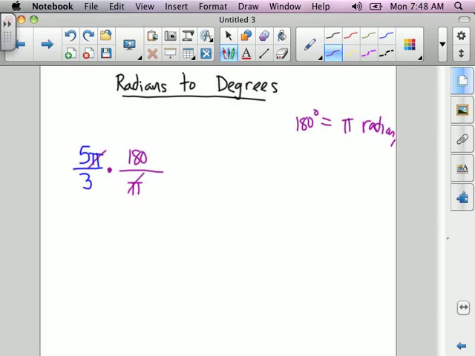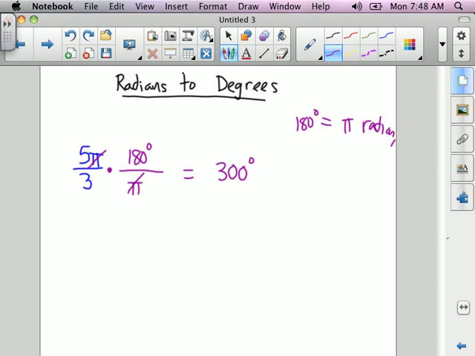You're going to multiply this out and simplify. If you do that, 5 times 180 and divide by 3, you're going to get, oh, this is degrees right here, by the way. I'm going to put that symbol because that's the unit that's going to be left over. If you do that, you get 300 degrees. So 5 pi over 3 is the same thing as 300 degrees.